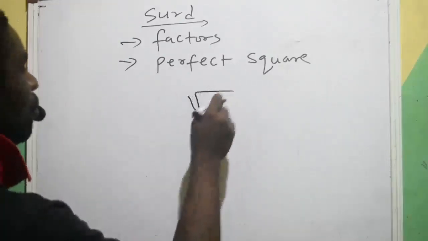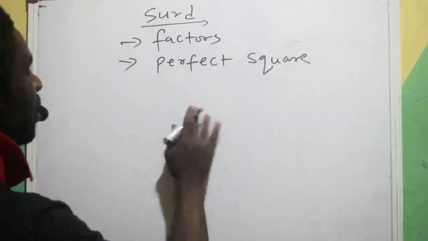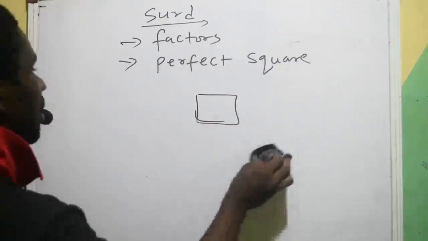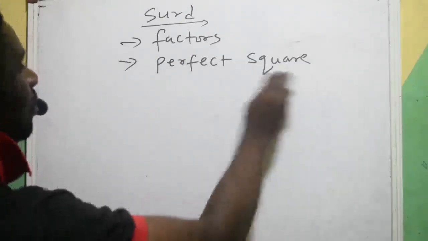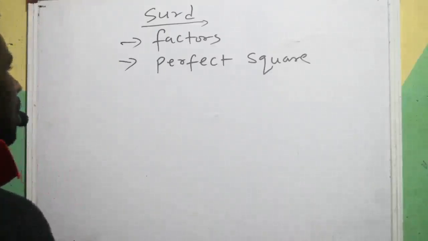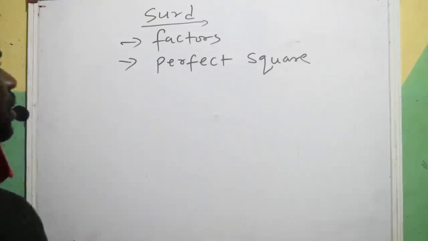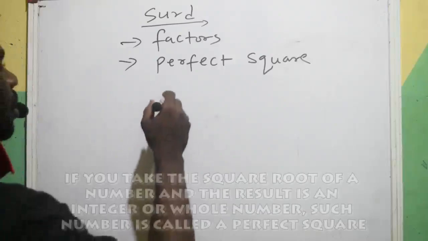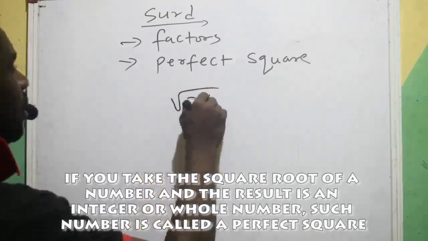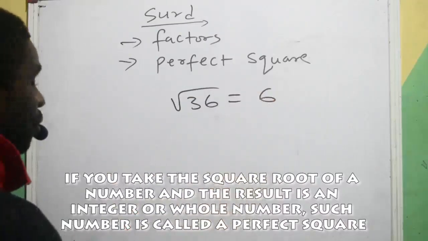So this is square roots. For something to be called a square, it means that thing must be equal on all sides. Let me forget about the diagrammatic illustration of a square. What a perfect square is all about is numbers that, when you take their square root, if the answer gives you a whole number or an integer, it means that number is a perfect square.